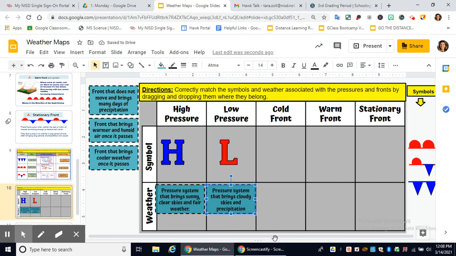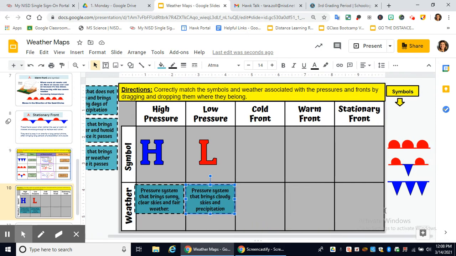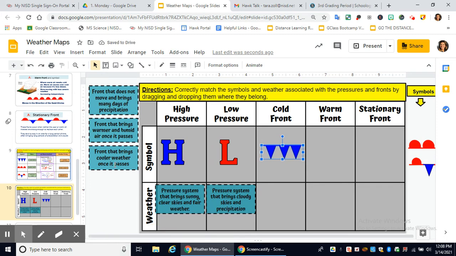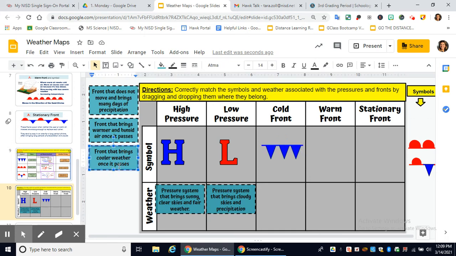Cold front, I remember it's those pointy triangles that remind me of icicles. And cold front, let's look over here at the type of weather. Brings cooler weather once it passes. The front brings warmer and humid air once it passes. A front that does not move and brings many days. So we're going to say it's going to bring cooler weather because it's a cold front.